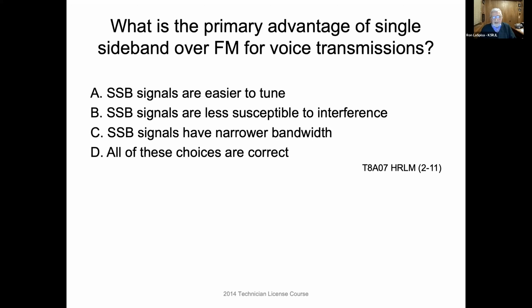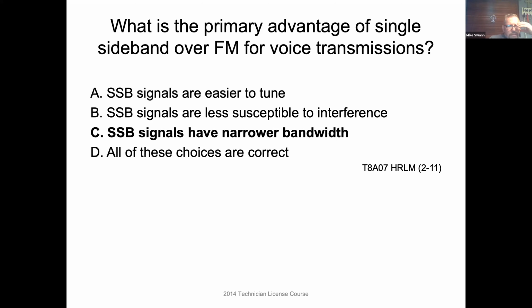Okay, we definitely learned that SSB has a lot more narrow bandwidth than all the other ones except for CW. It's Delta. B happens to be correct, and A happens to be correct also. So it's D. Ah, no, C. Narrower bandwidth. These two are not correct. Okay.